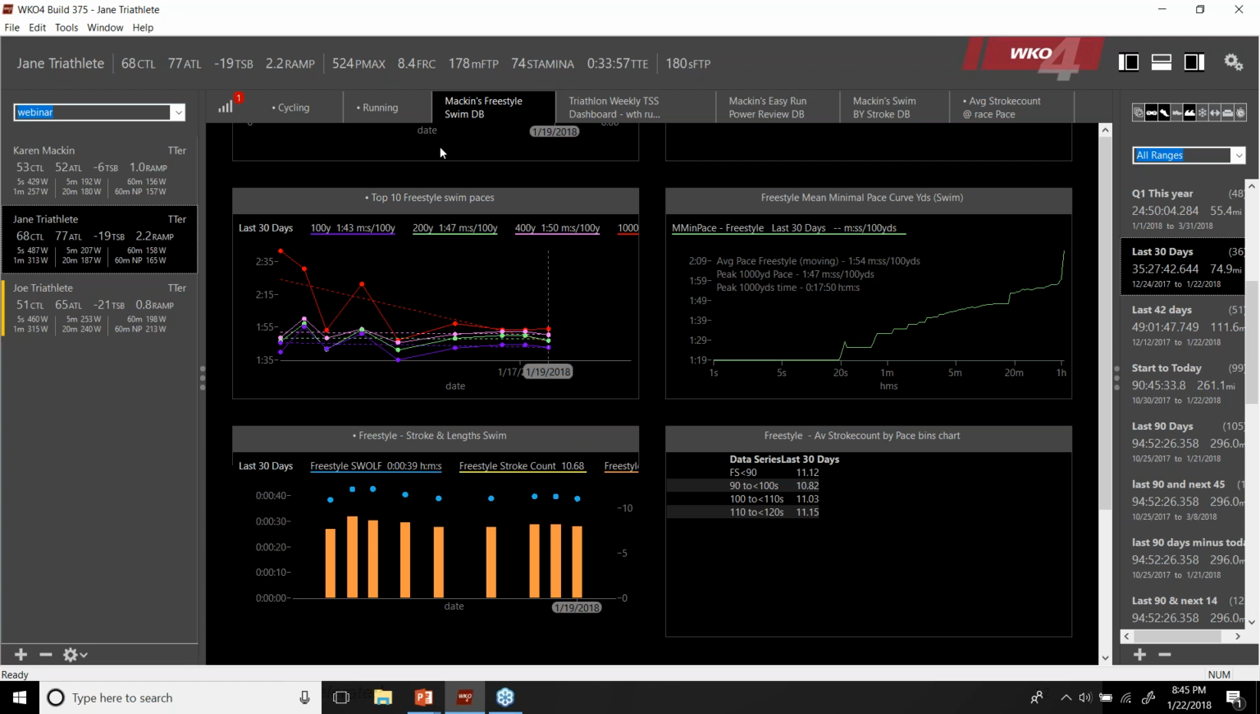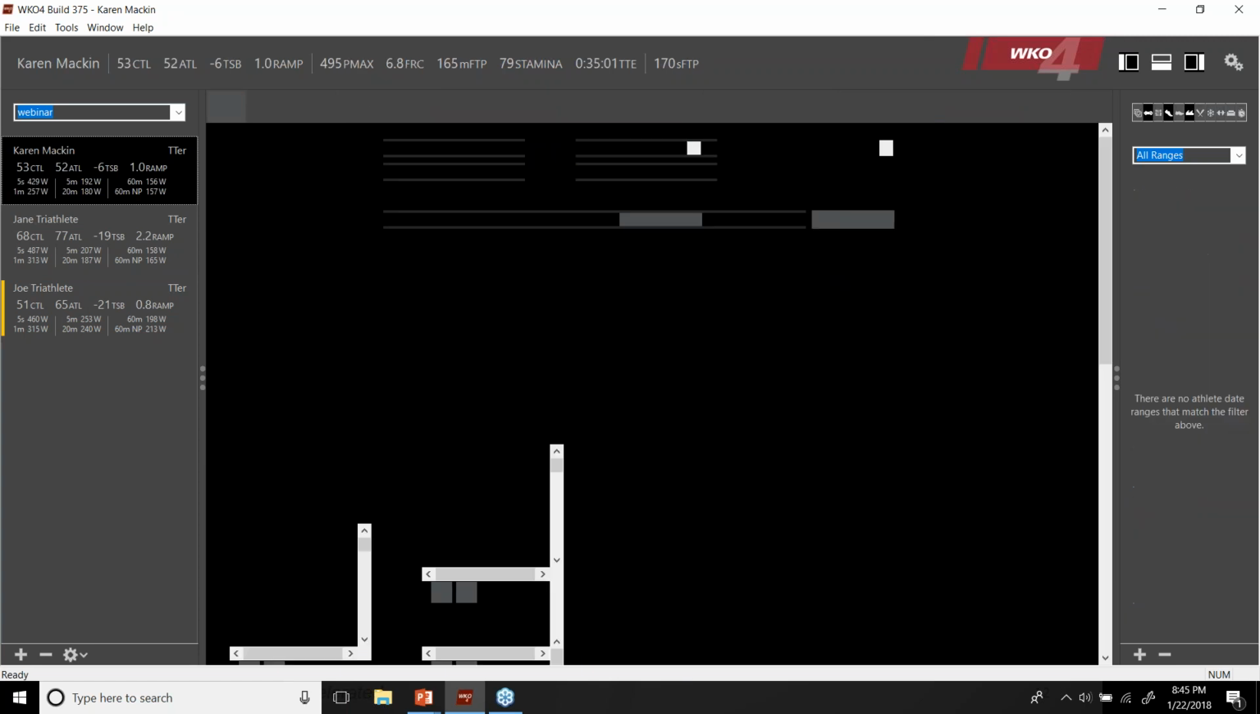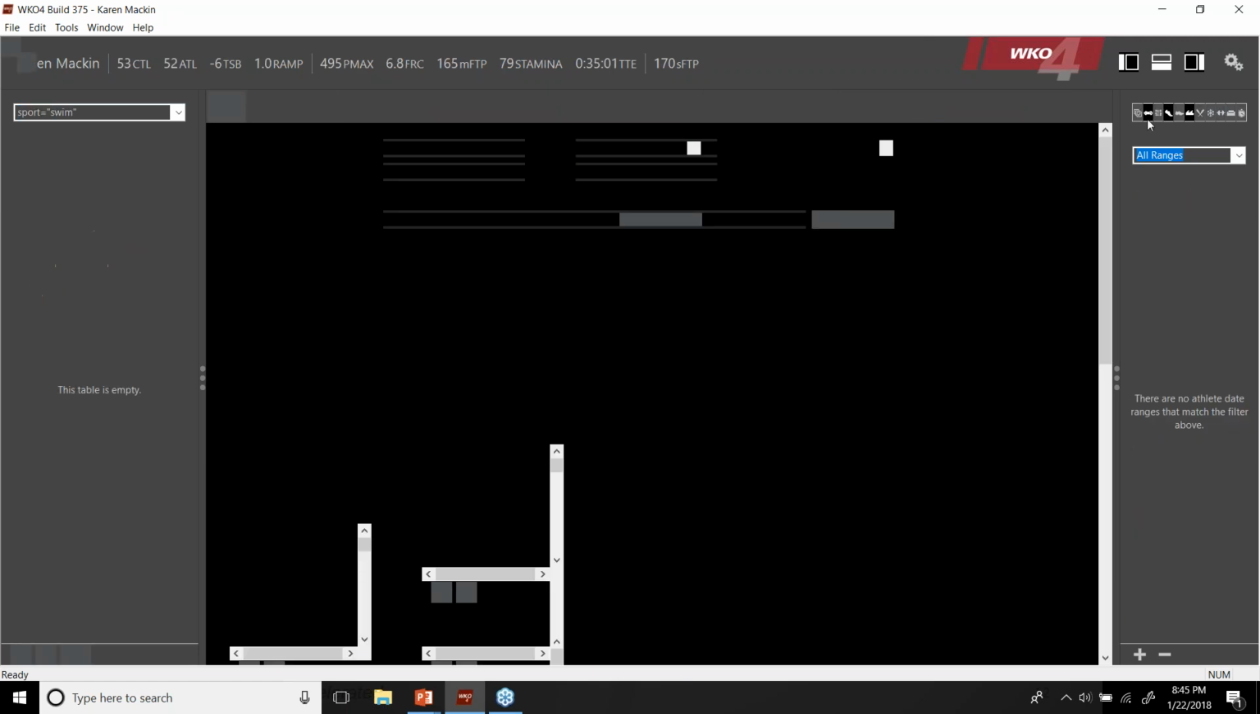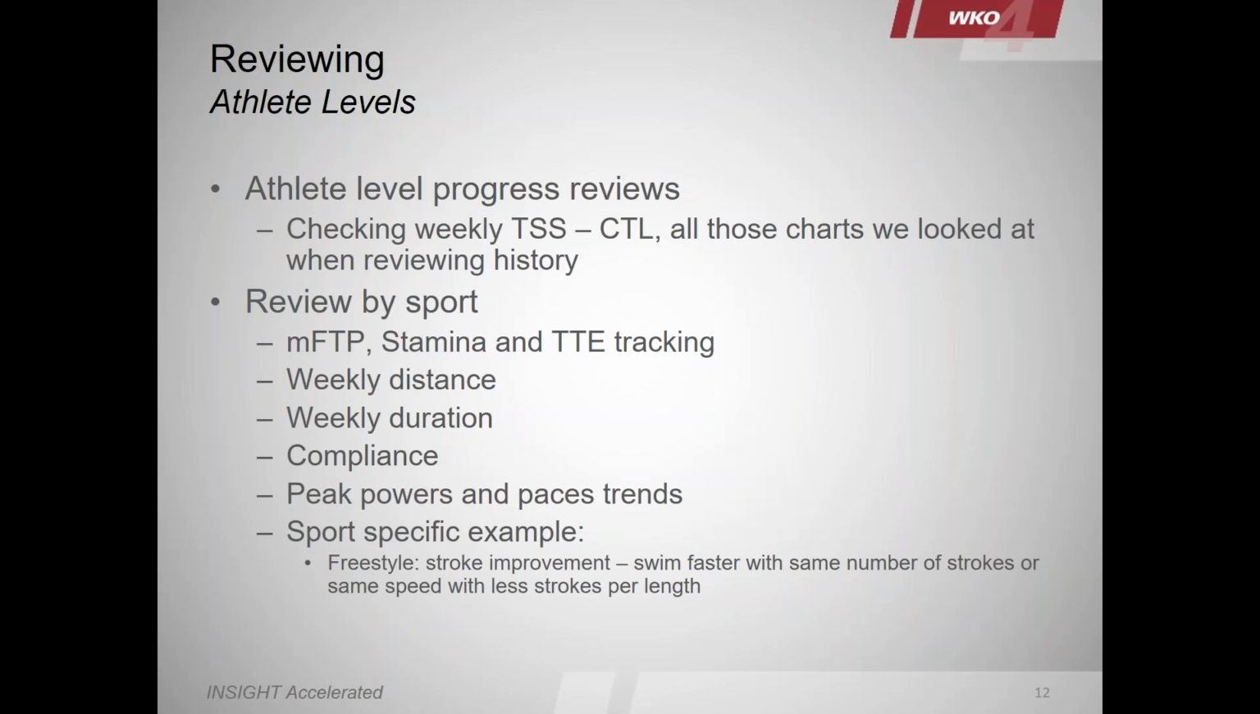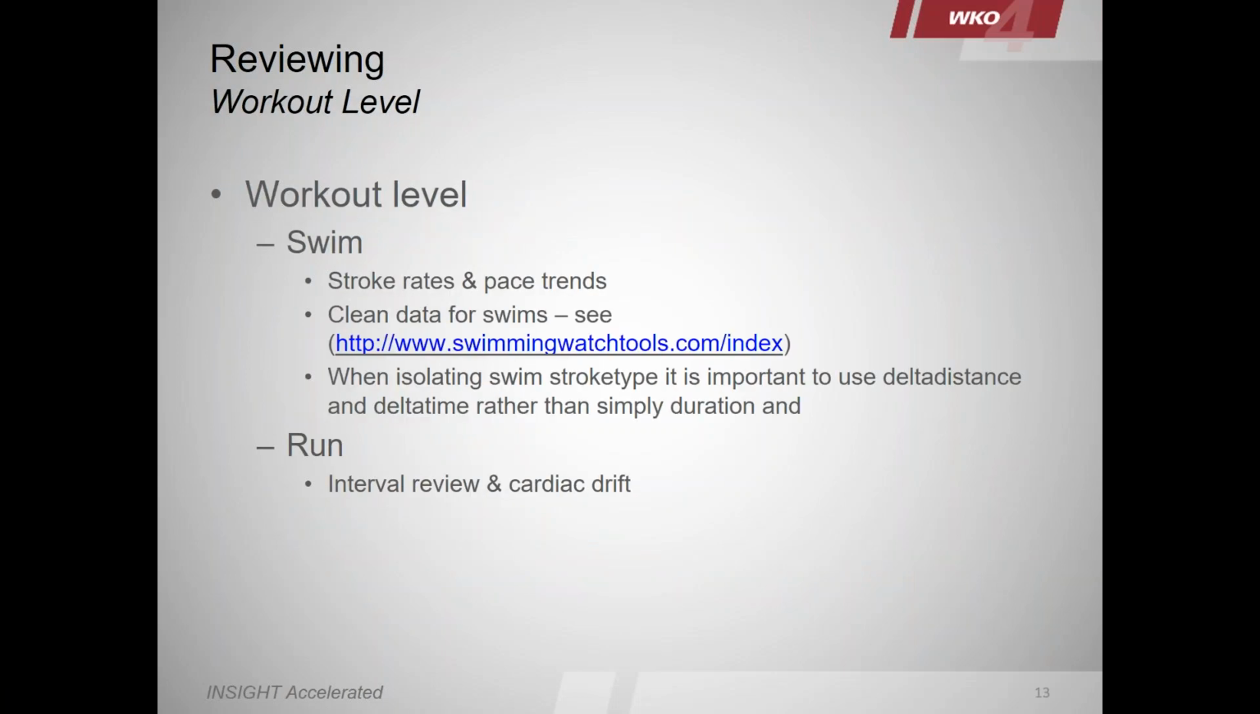Okay. So the other thing that was really interesting that I learned was, and I'm going to open up, I'm going to show you the workout level on some of my data. So let's actually go back here, viewing athlete levels, workout level.